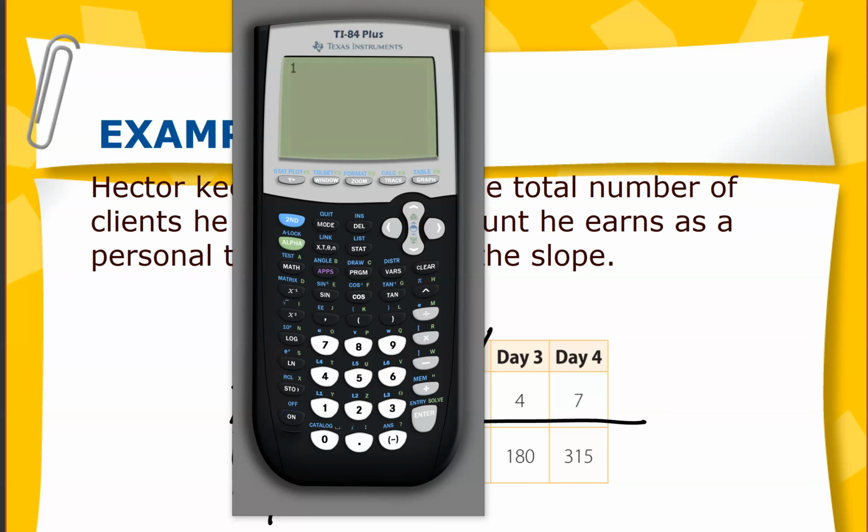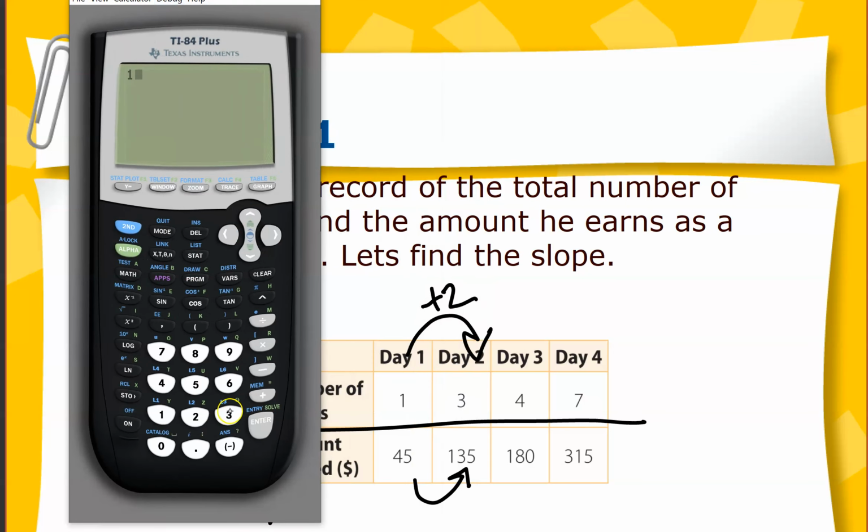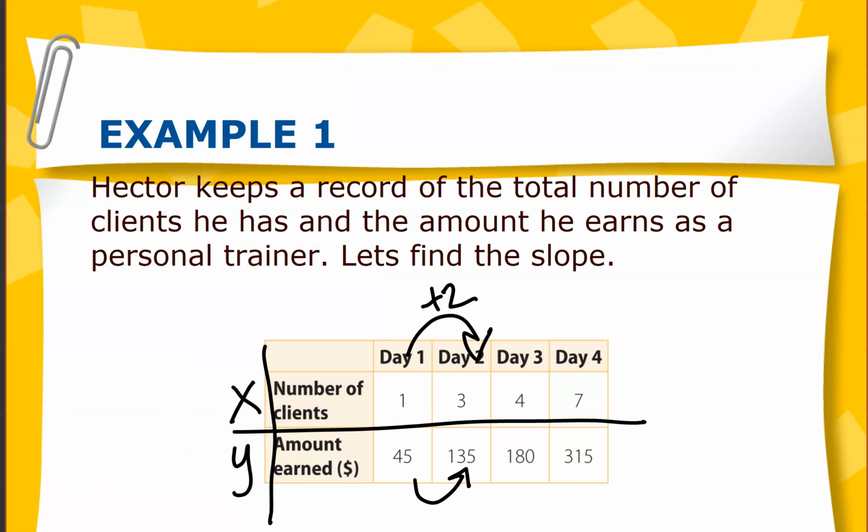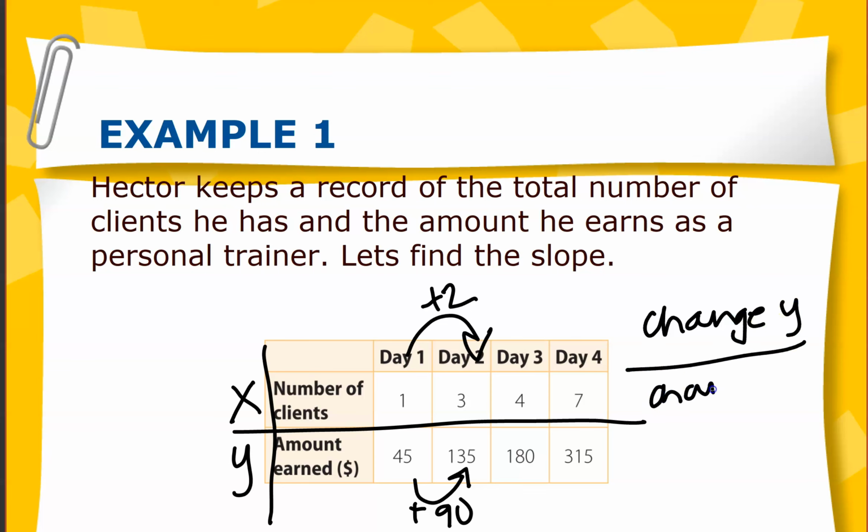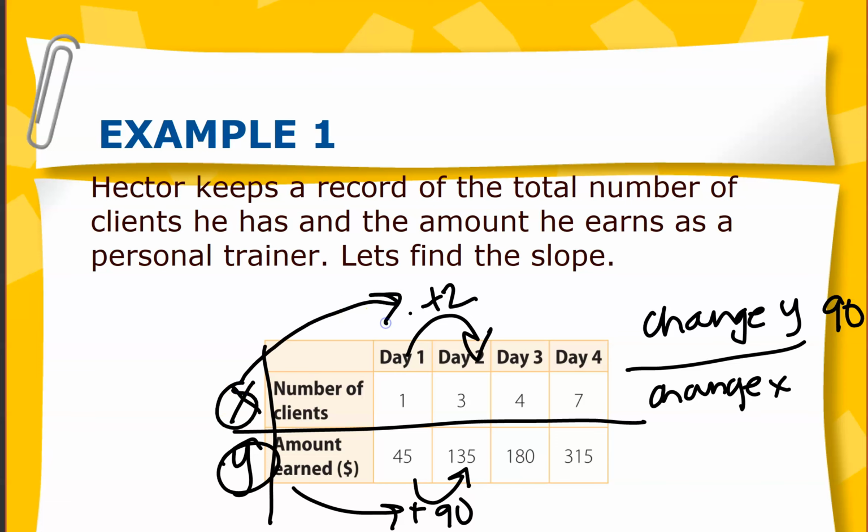And from 45 to 135, it changed 90. So plus 90. All right, and then we're going to go ahead and divide. Change in y divided by change in x. So my y changed 90 and my x changed 2. So 90 divided by 2, that equals 45.